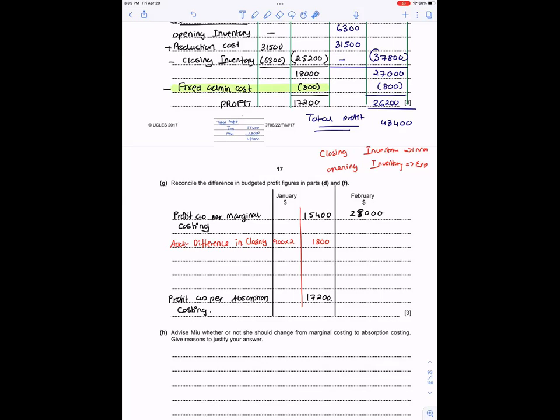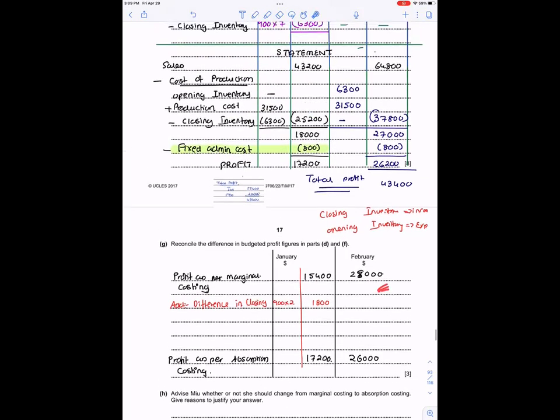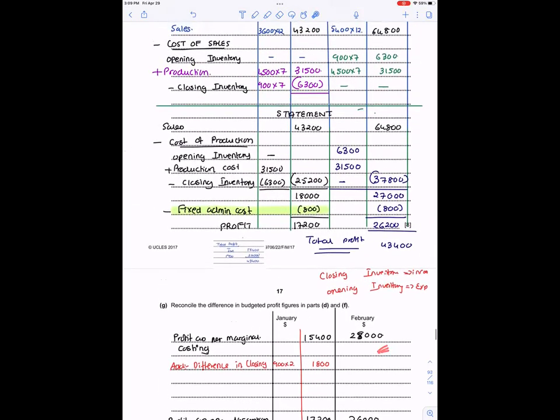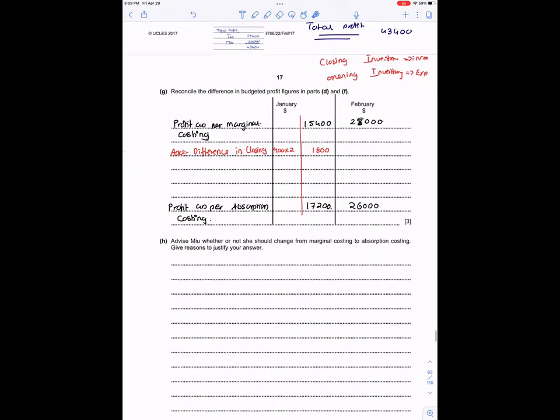Okay. Come on. What is profit as per absorption costing of February? 26,000. Why? Because here the opening inventory valuation was different. Opening inventory means expense. So here you showed more of expense. That is why this profit is less. And as per marginal costing, it went more because you showed expense at 5.